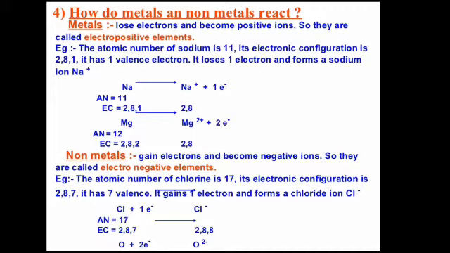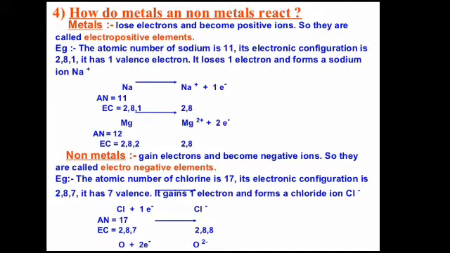For example, if we take sodium, it has 11 electrons, and its total electronic configuration is 2, 8, 1, that is, there is only one electron in its valence shell. It loses this one electron to form a sodium ion, that is, the sodium atom gets converted into a sodium ion by losing one electron. Similarly, magnesium has two electrons in its valence shell, so it loses those two electrons easily and gets converted into Mg2+, that is, the magnesium ion.